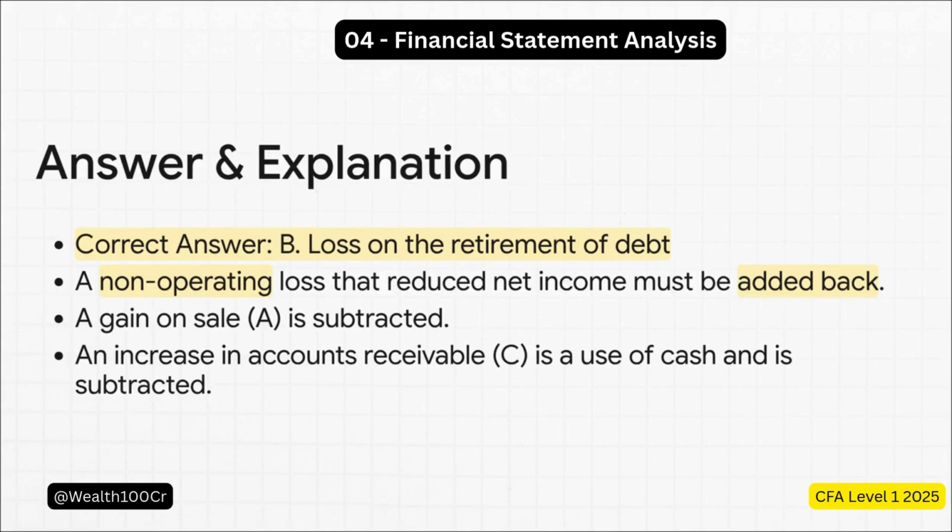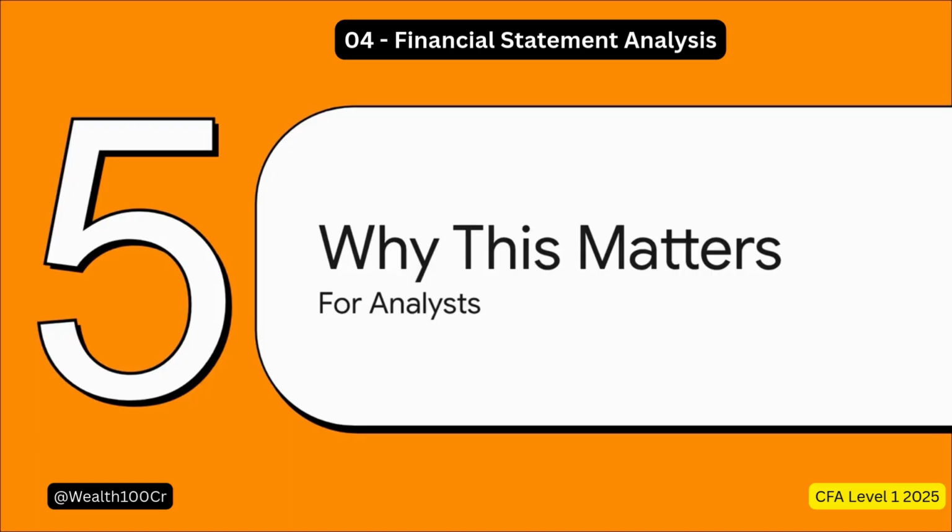Here's why. That loss reduced your net income, but it's not an operating activity. It's a financing one. So we have to add it back to reverse its effect. A gain, like in option A, would be the opposite. We'd subtract it. And an increase in accounts receivable, as we just discussed, is a use of cash, so that gets subtracted too. So after all these rules and reconciliations, let's get to the big picture.